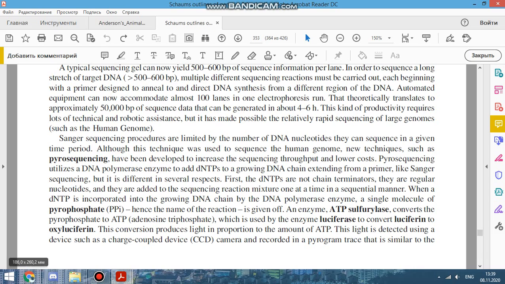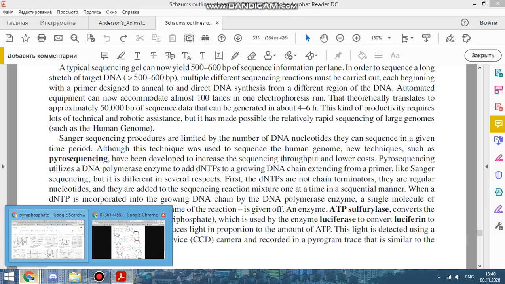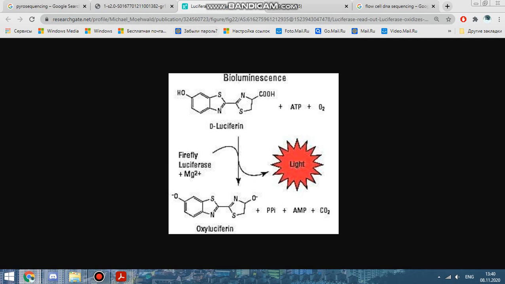Then this ATP, you should understand, is converted to a kind of energy source, and this energy source is going to help the enzyme luciferase to convert the luciferin to oxyluciferin. What does it actually mean? Here you can see the molecule of luciferin, the whole structure, and here you can see the oxidized form of the luciferin.